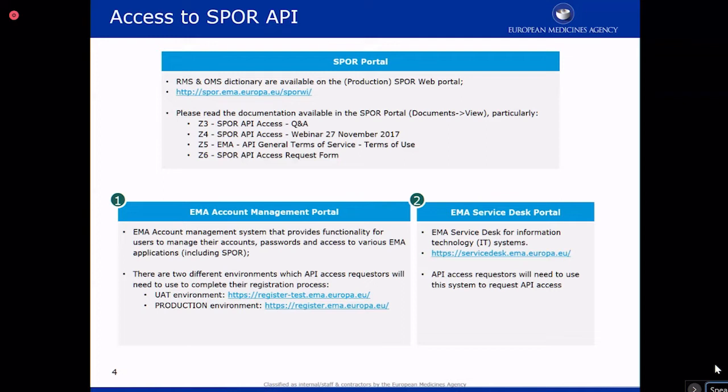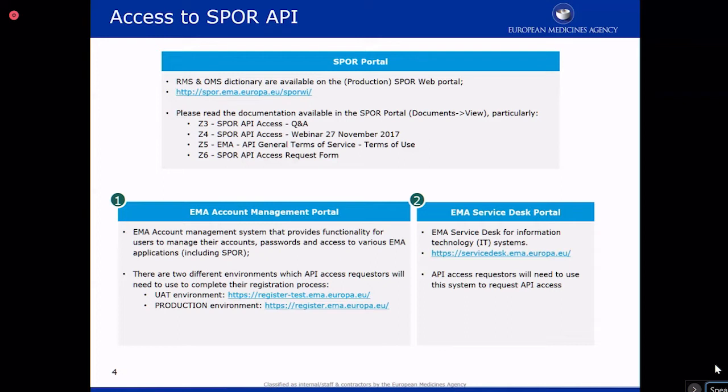I do want to draw your attention to these four business documents because they contain a lot of information, especially the API General Terms of Service, which explains what we consider the usage of the API, what is fair usage, what the terms are, and how it should be used. There is a lot of information in there, which is really recommended to be read. And of course, there is the API access request form, which you will need to use in order to request access to the SPOR API, with more information on the next slide.